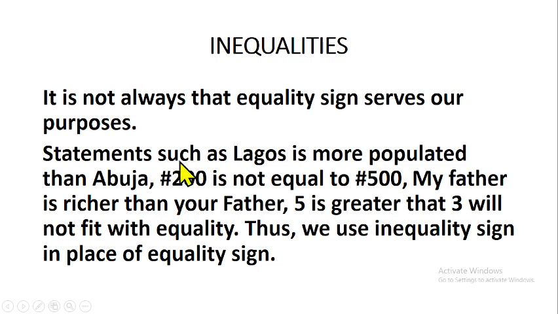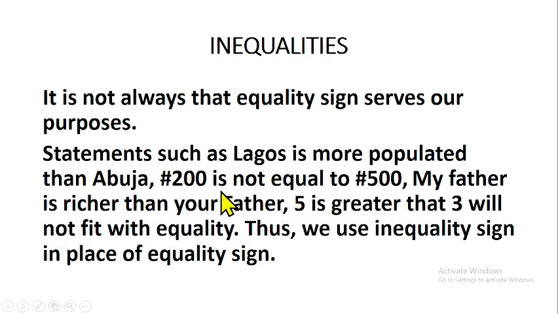Then you can say that Lagos is more populated than Abuja. So in terms of population, Lagos is not equal to Abuja. So in that case, we cannot use the equality sign. 200 naira is not equal to 500 naira, as we know that they are not equal. So my father is richer than your father. It shows that in terms of riches, the two fathers are not equal. Then 5 is greater than 3, which is correct. So we cannot use the equality sign for all these scenarios that I've given.